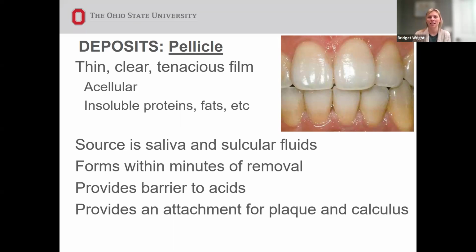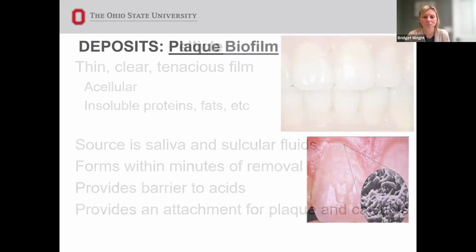The great thing about this is we know that inside of our oral cavity, the environment is constantly changing in pH as we eat and drink different things. And so this is just a barrier to protect our teeth. It also is a great place for plaque and calculus to adhere to, because our teeth are naturally kind of slippery, but this makes it a little bit of an attachment place for that plaque and calculus.